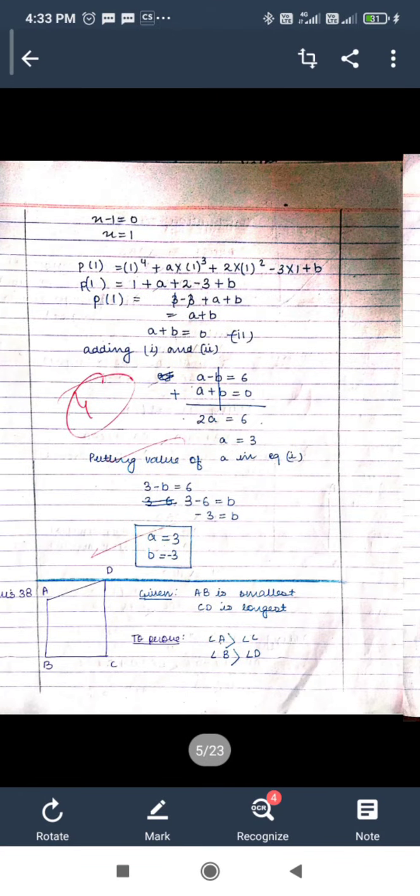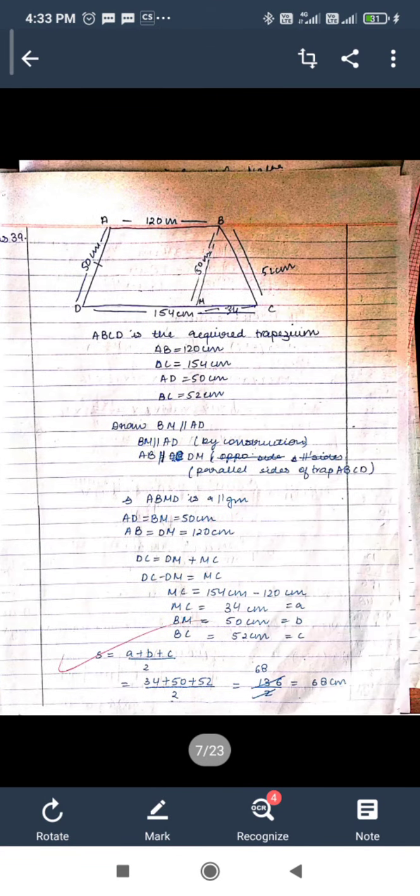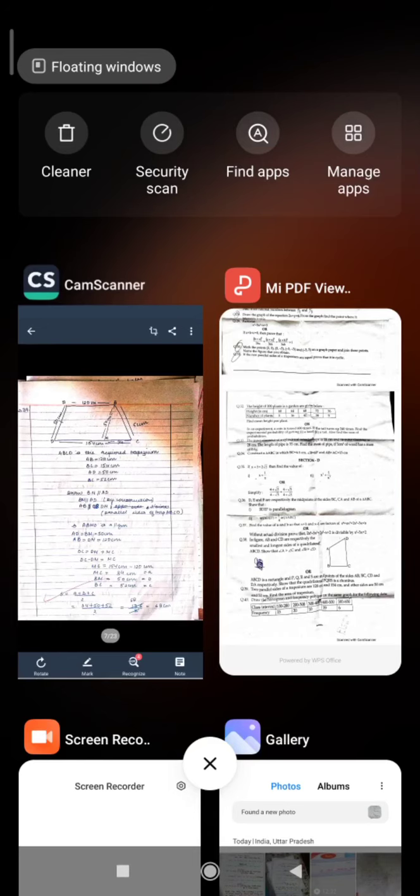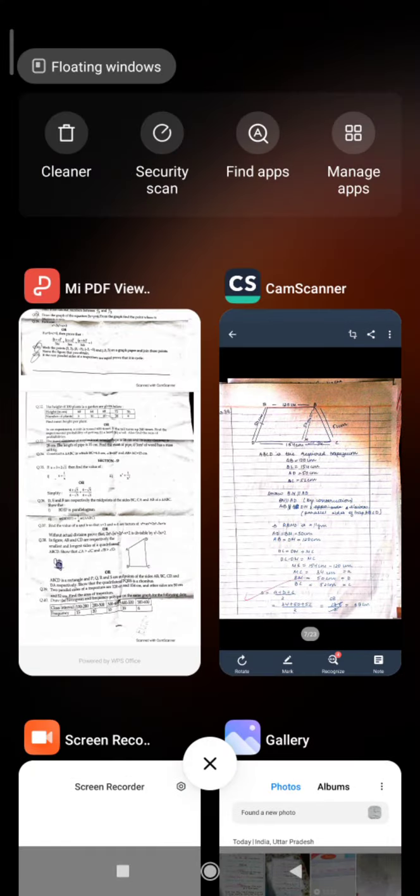Okay, now the next question, that is question number 38. This is not in course, so 39th one, that is in triangle inequality is not in course. Question 39: two parallel sides of a trapezium are 120 and 154, the other sides are 50 and 52, find the area of the trapezium. So for this we have to do a construction.